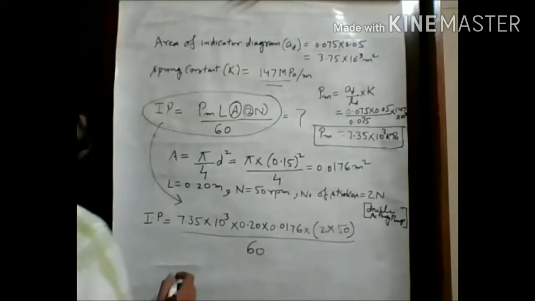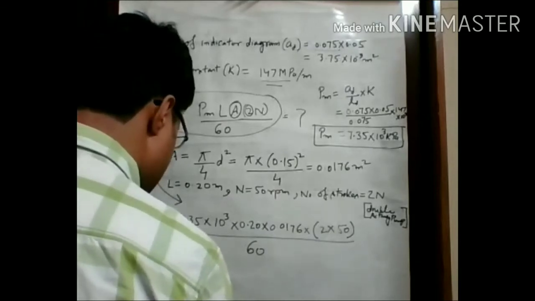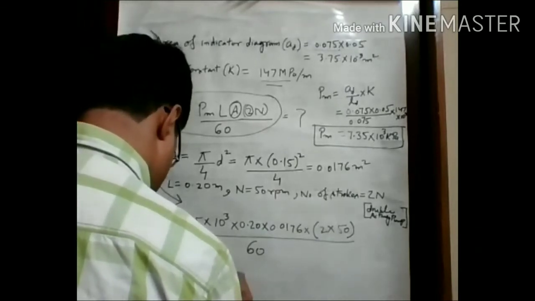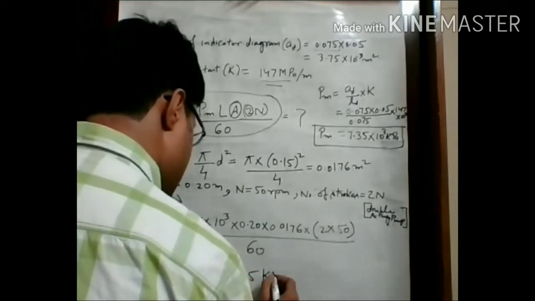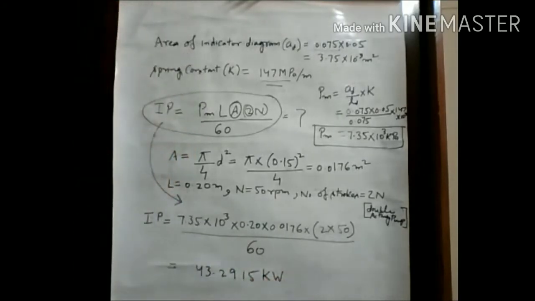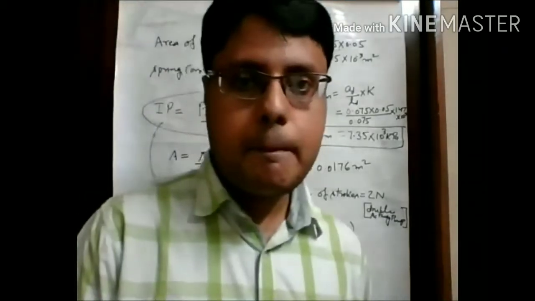So if we calculate, we get this value, 43.2915 kilowatt. So this is the problem which is based on the indicating diagram. Hope you can understand the concept. Now we move towards our second problem.